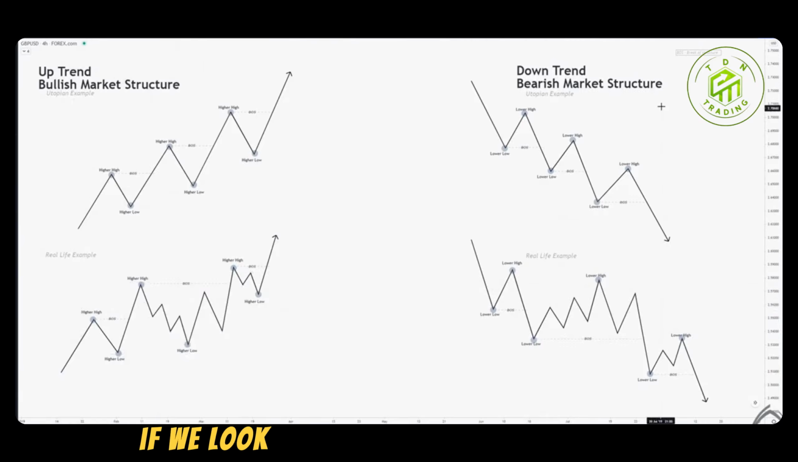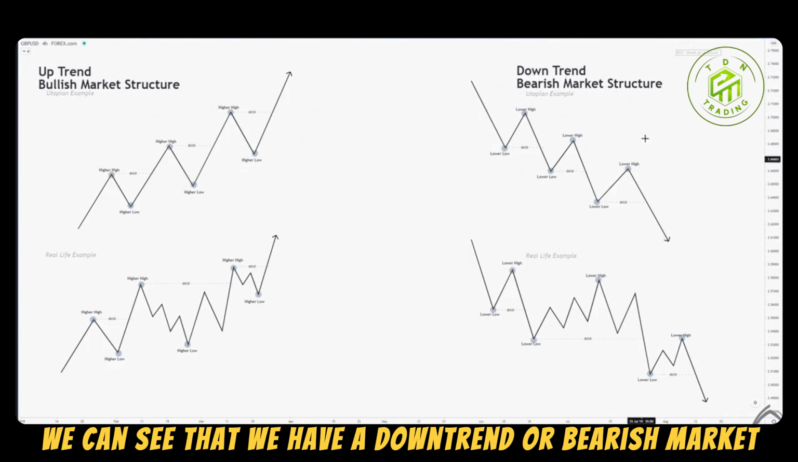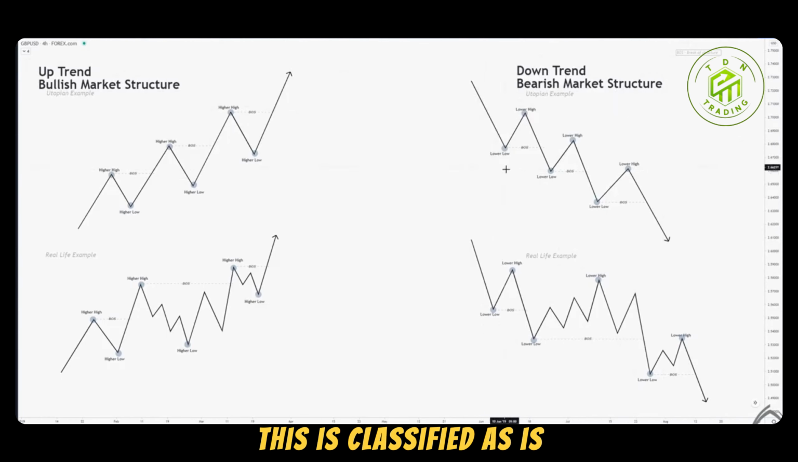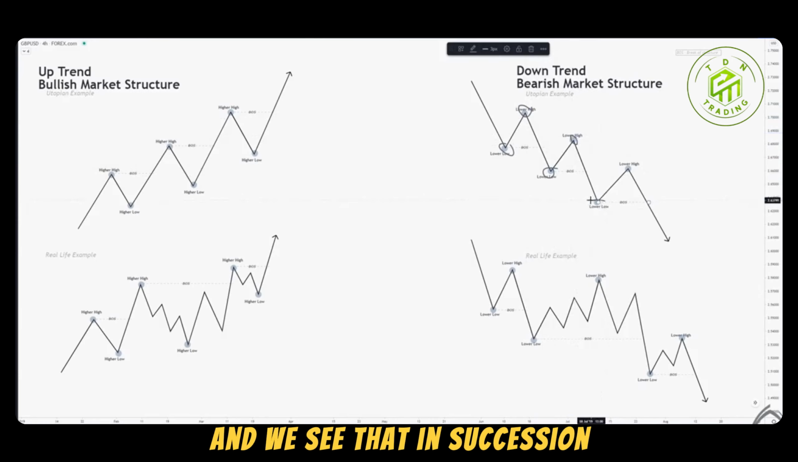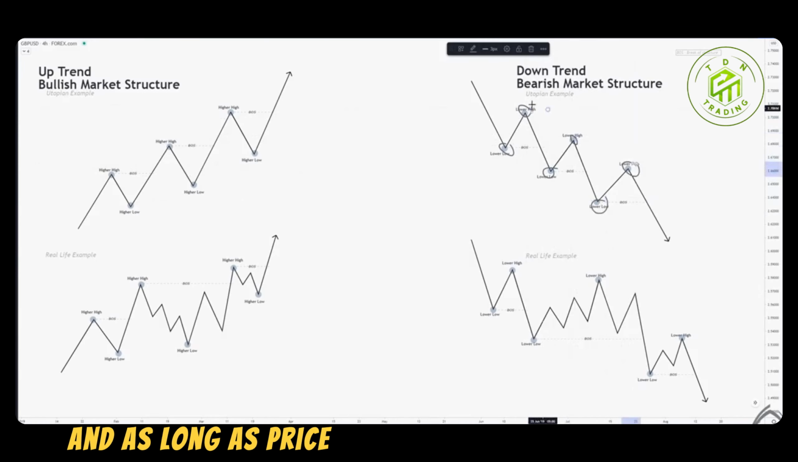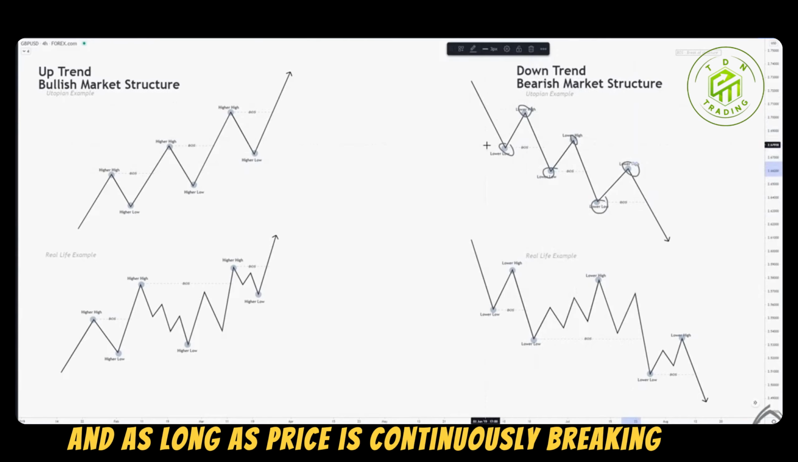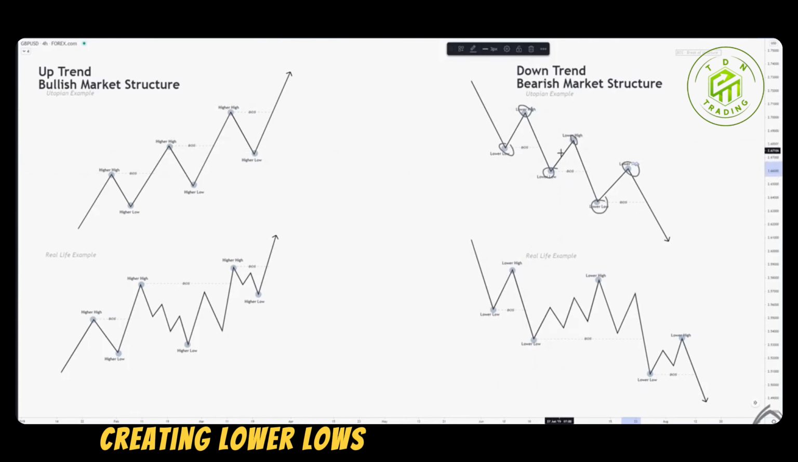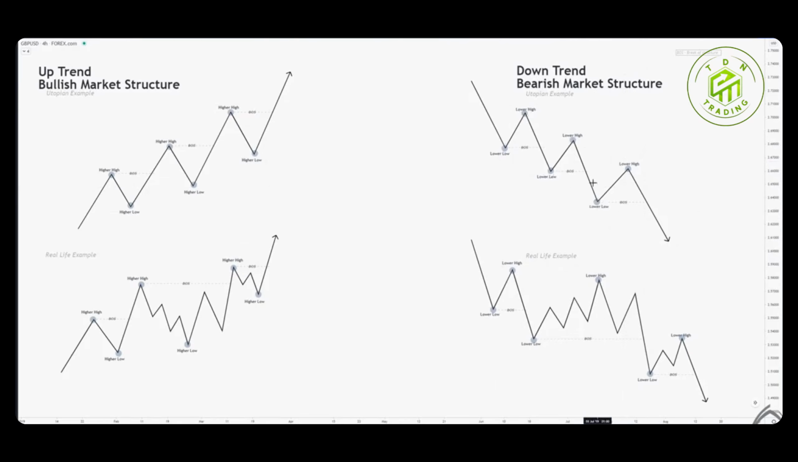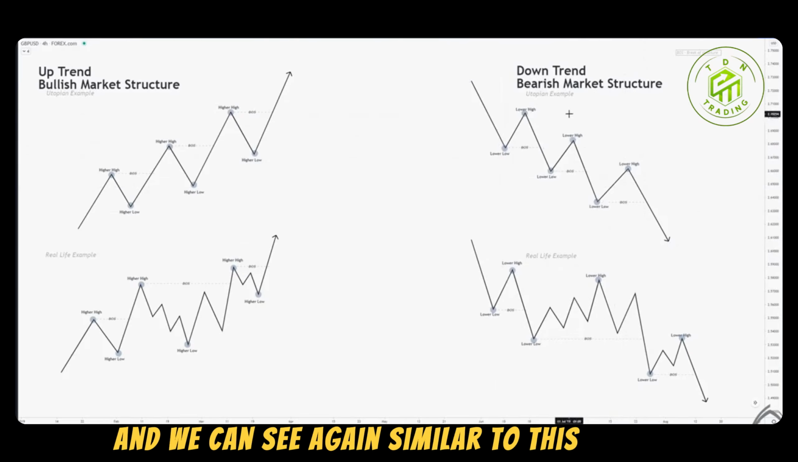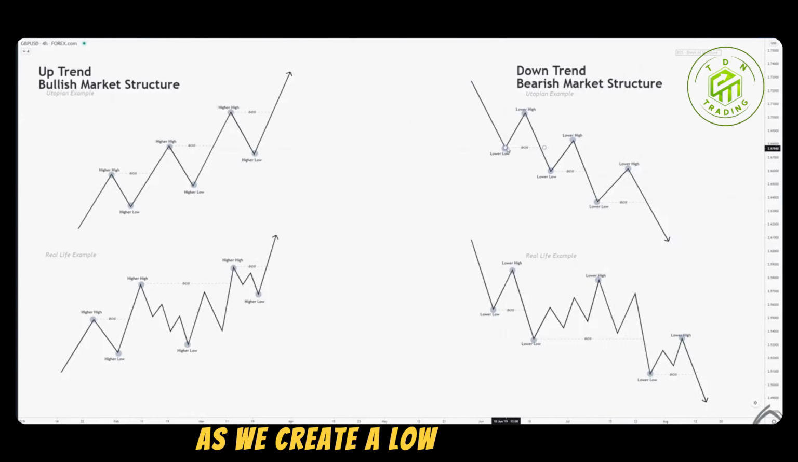Now on the flip side, if we look on the right side of the chart, we can see that we have a downtrend or bearish market. What this is classified as is the market making a series of lower lows and lower highs, and we see that in succession. As long as price is continuously breaking lows, creating lower lows and lower highs, we are said to be in a downtrend.